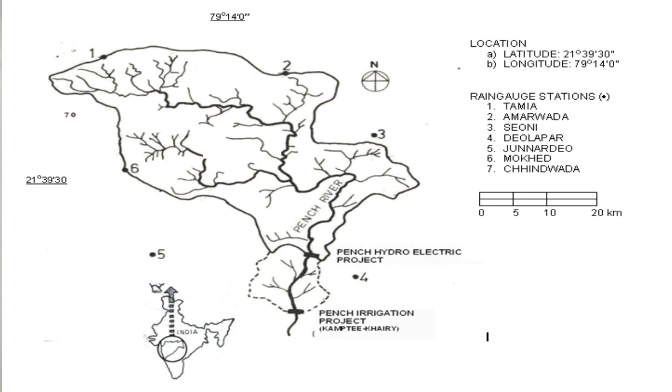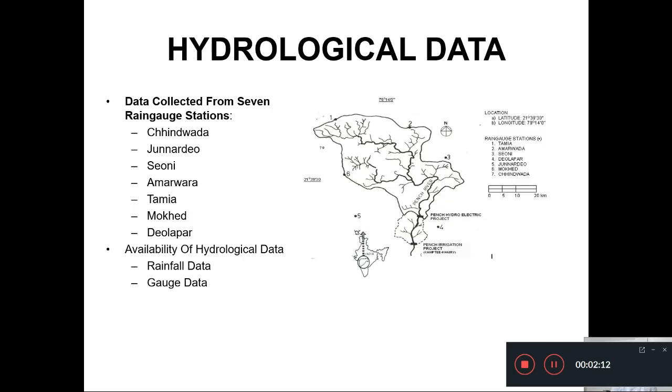Now let us go for earlier planning of the project. This is the hydrological data that we were discussing. This is the data collected from the 7 rain gauge stations, that is Chhindwara, Junardev, Shivni, Amarwada, Tamia, Mokhed, Deolapar, and the availability of hydrological data is in the form of rainfall data and gauge data.